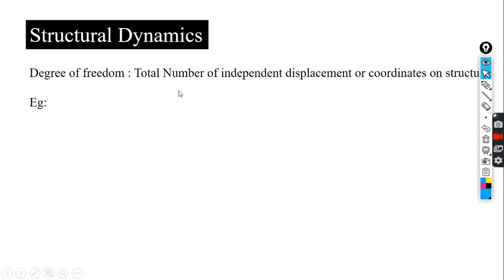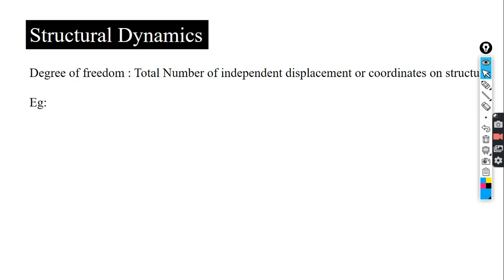So this is the new topic, structural dynamics, and it is related to structural dynamics as well as earthquake engineering. In structural dynamics, we are going to deal with degrees of freedom. So, degree of freedom, starting from the very basic definition: degree of freedom is the total number of independent coordinates or displacements of a structure.